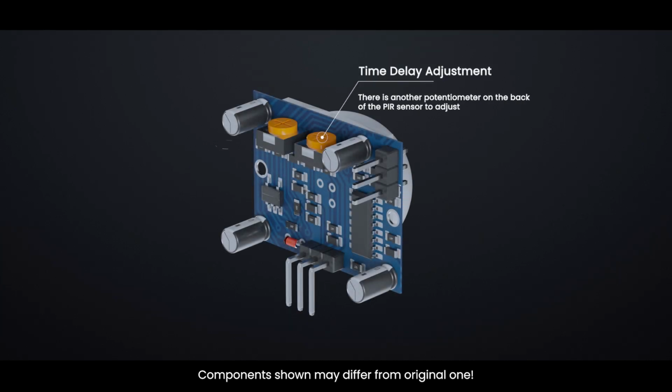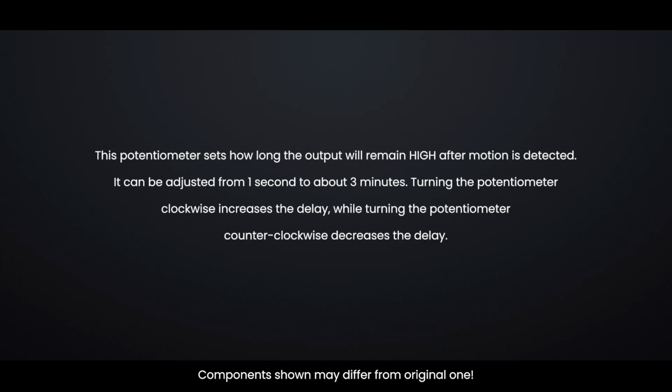Time delay adjustment. There is another potentiometer on the back of the PIR sensor to adjust the time delay. This potentiometer sets how long the output will remain high after motion is detected. It can be adjusted from 1 second to about 3 minutes. Turning the potentiometer clockwise increases the delay, while turning the potentiometer counterclockwise decreases the delay.